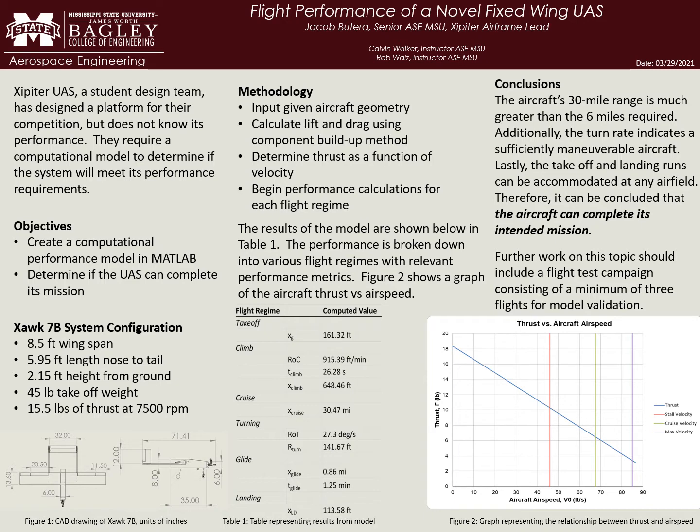The aircraft has a wingspan of 8.5 feet and a length from nose to tail of approximately 6 feet. The aircraft stands just over 2 feet in height from the ground and has a maximum takeoff weight of 45 pounds. At full throttle, the aircraft produces 15.5 pounds of thrust at 7,500 revolutions per minute.